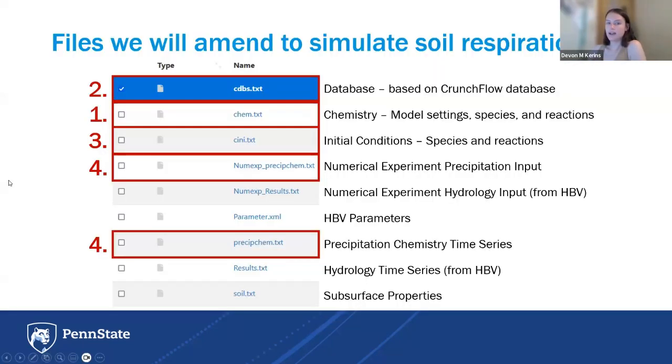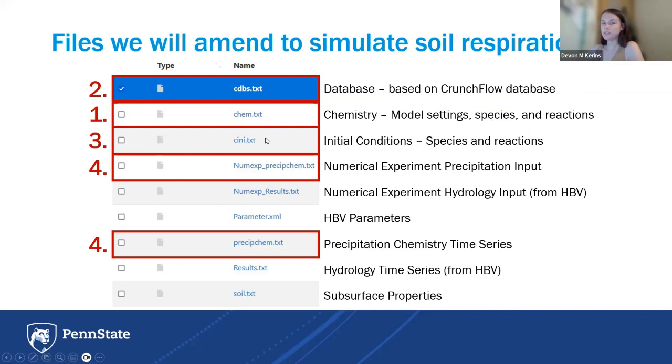So to begin, as you've probably seen in some of the other videos in terms of the input files themselves, we have the following input files, and we will amend the following four input files. So first will be the chemistry or chem.txt input file, and this includes all the model settings, telling the model what species are going to be included in reactions, and then telling the model what reactions we want to simulate. The second input file is the database file, and so this is based on the database file that was used for CrunchFlow, another reactive transport model.